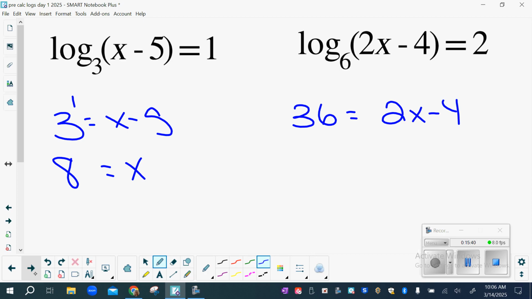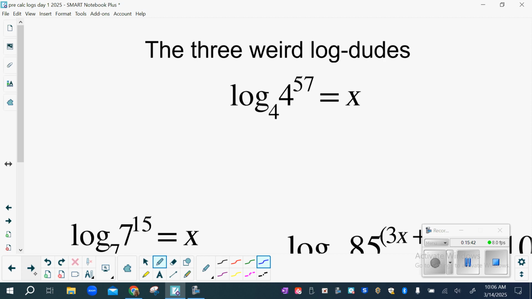Okay, here's the first weird one I want you to write down. Write that down on your paper. Everyone's writing this one down. Zach's writing this one down. I got two that I need you to write down.